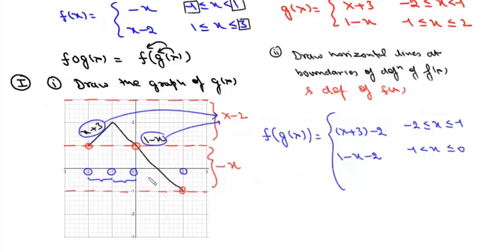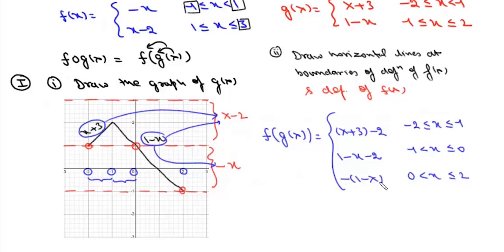And then we have the third definition when x lies between 0 and 2. And in this case, the definition is 1 minus x. But here the graph lies in between these two lines. So here this definition will go to minus x. So it will be minus of 1 minus x.